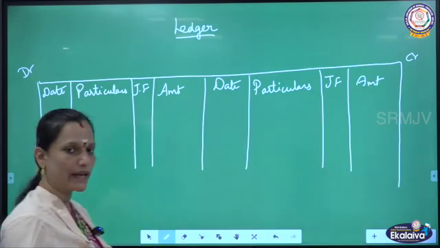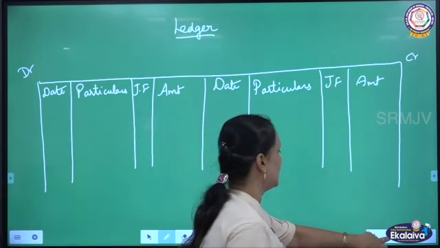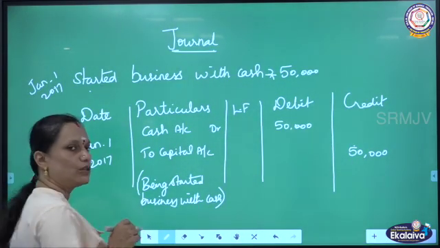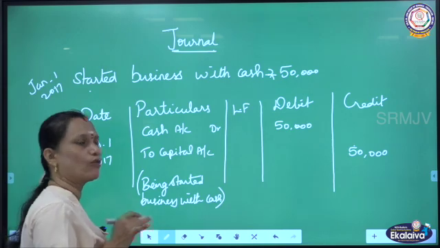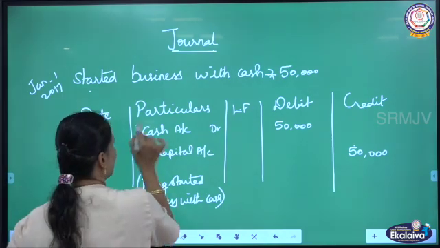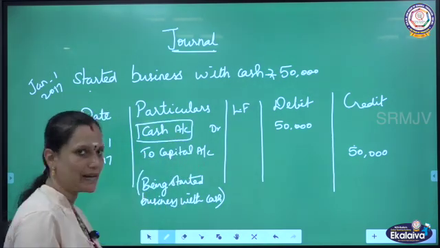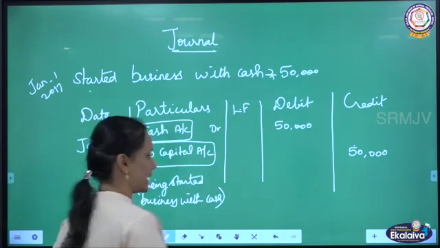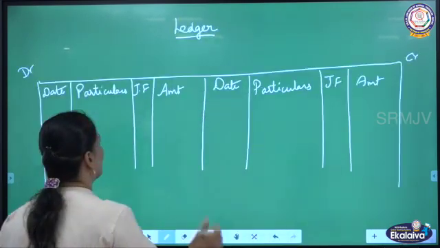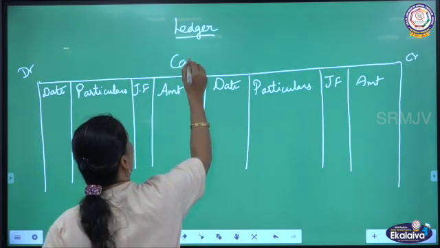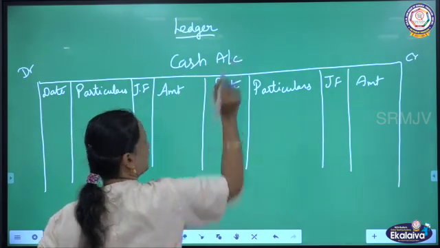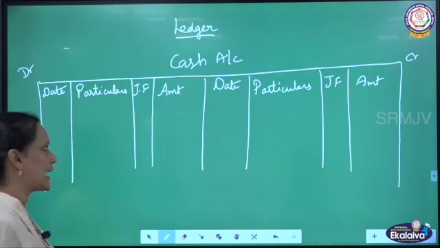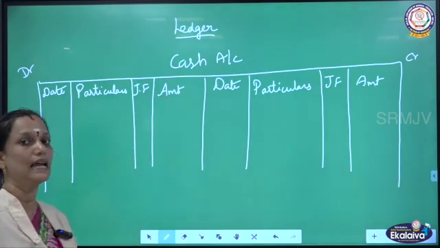Okay. Now, how I am going to enter, I will say. See, in this transaction, what we should do now, you have to open a separate account for each and every transaction. So, cash alone we have to take into a separate account, and then capital also we have to write in a separate account. Okay. See how I am writing. So, here I am going to write cash account in the middle of the page. Okay, cash account. Now, I am going to enter the capital.